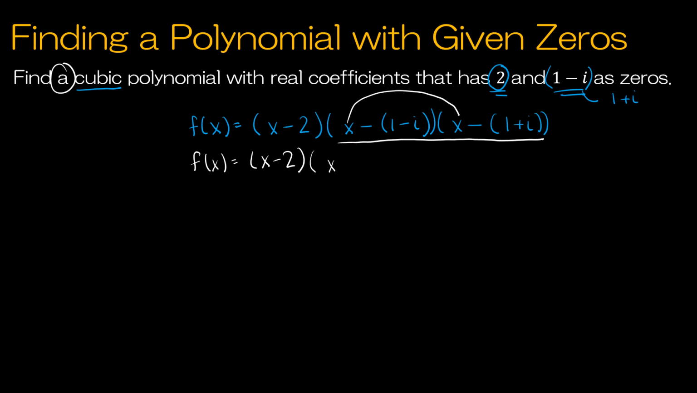X times x is x squared. X times minus 1 plus i is minus x times 1 plus i. And then minus 1 minus i times x is minus x times 1 minus i. And then minus 1 minus i times minus 1 plus i is plus 1 minus i, 1 plus i.